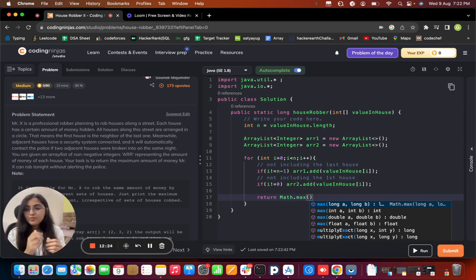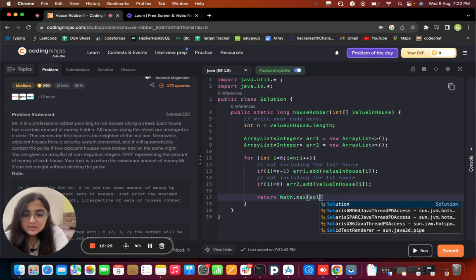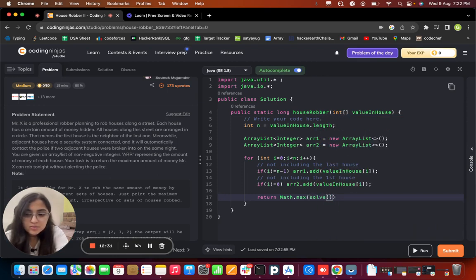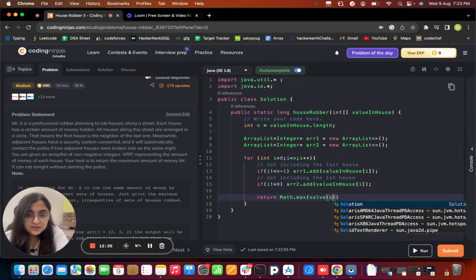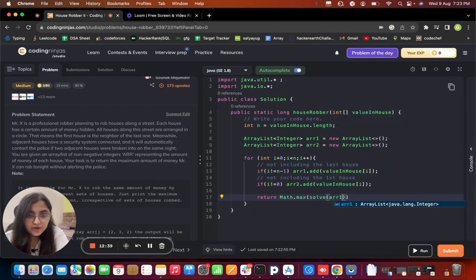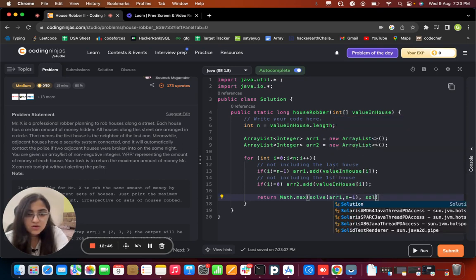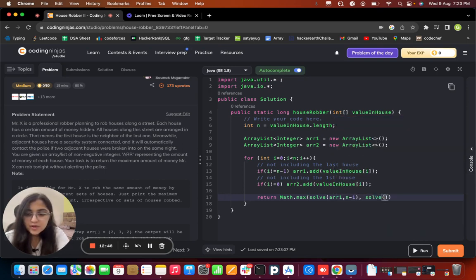So let's call one more function where we are going to find the alternative maximum solution. Okay, let's write solve, and I'll just pass it the parameters array 1, and the size will be n minus 1 because we are removing one house, right? And in the second case we'll call the solve function with the parameters array 2, the second array in which we have not included the first house, right? And the size will be n minus 1. Got it? So these will be the cases.